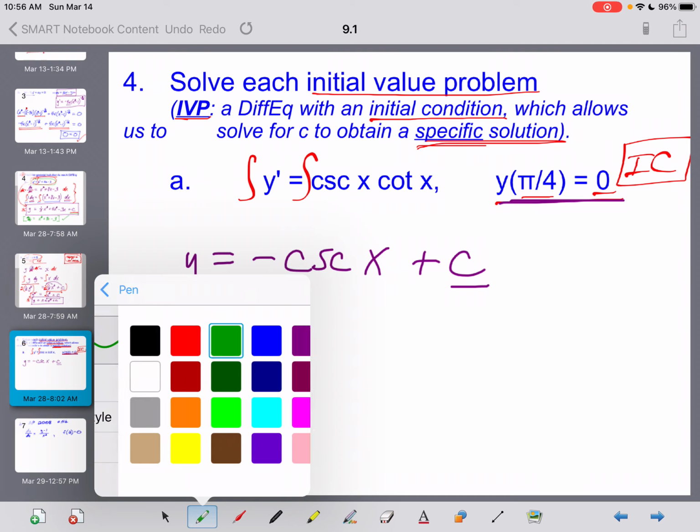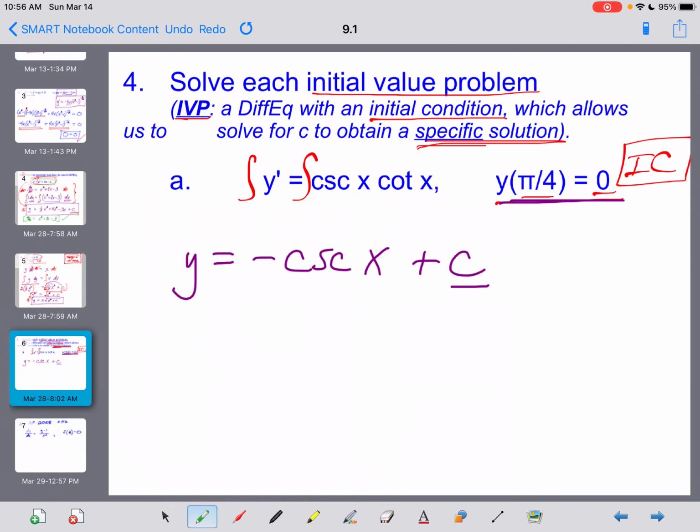So what I tend to do here is switch colors and move this to green, and I also tend to indent just a little bit. What we now know is that if we look at this general solution, there are actually 3 variable quantities: y, x, and c. Our goal is to solve for c here with this initial condition.